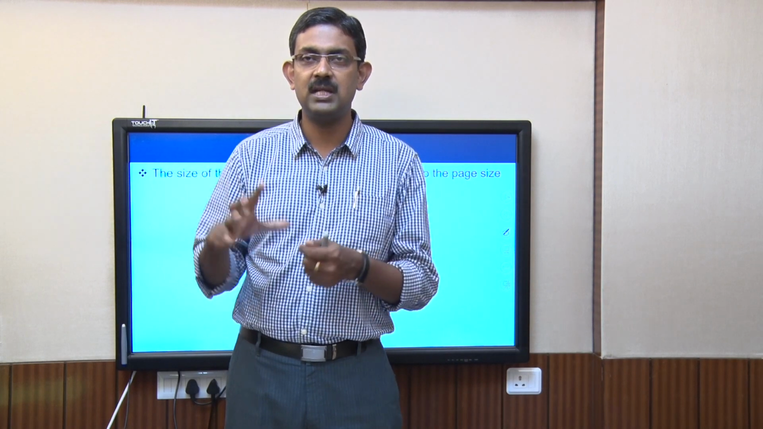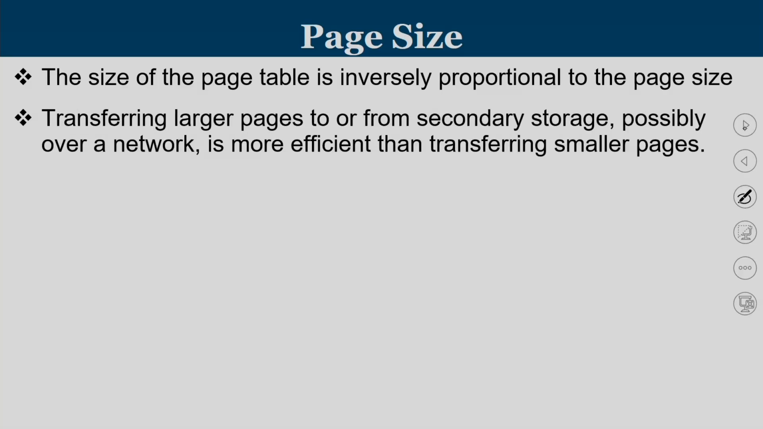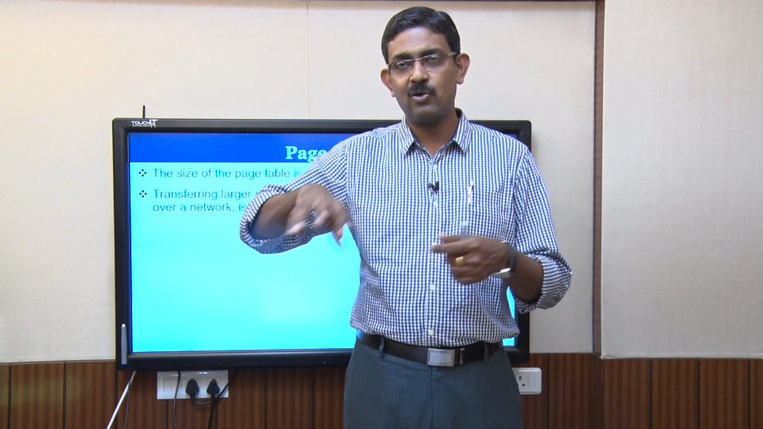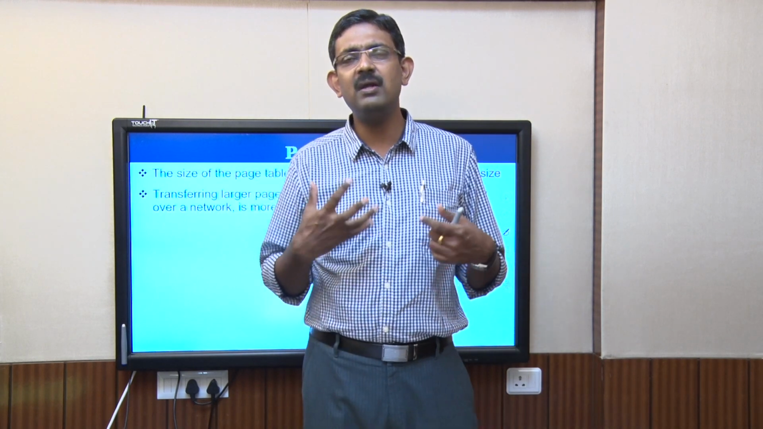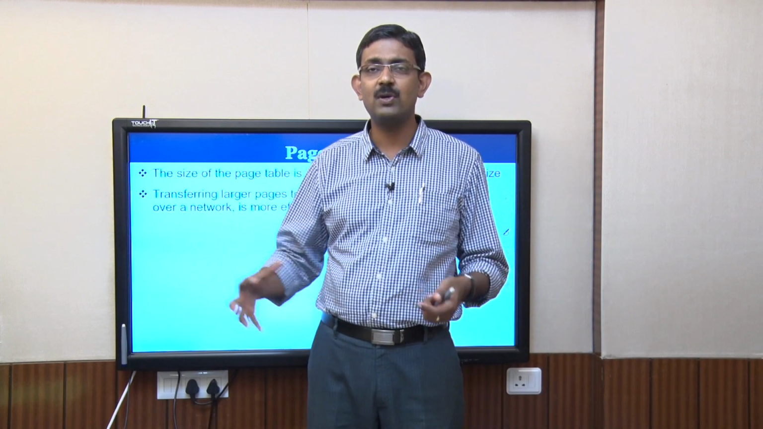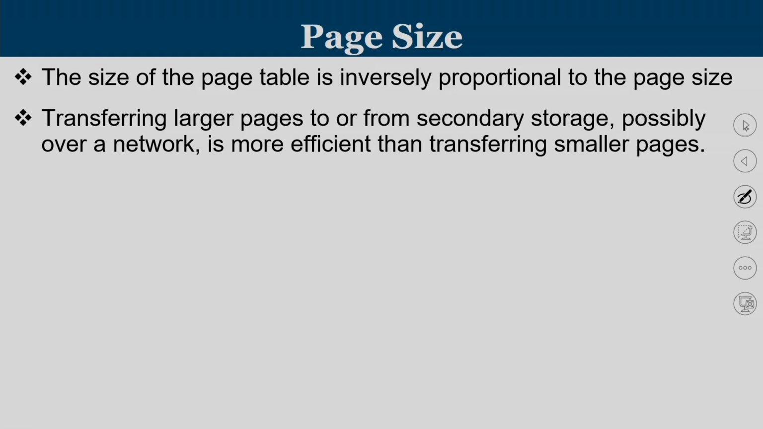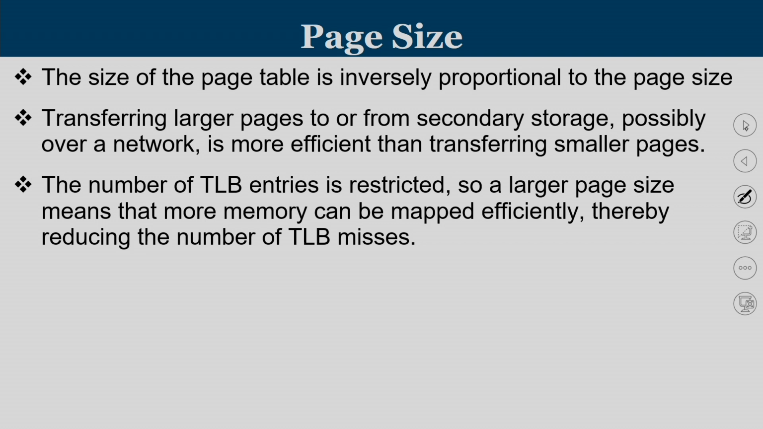So the more the number of pages, the page table entry is also going to be higher. Transferring large pages to or from secondary storage, possibly over a network or a bus, is more efficient than smaller pages, because the overhead involved in going to a secondary memory by rotating the disk and initiating something is very high. So once you have incurred that much overhead, it is always advisable to transfer a bulkier amount of data. And the more the page size, the number of pages is going to cut down.